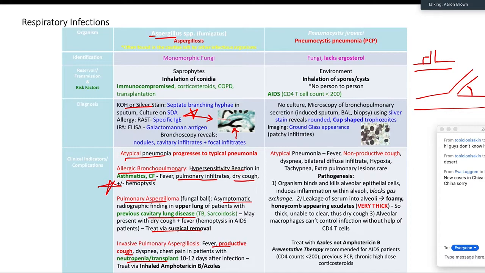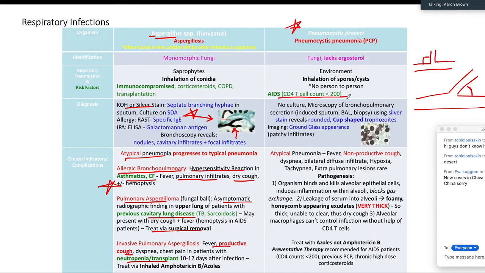Okay? Pneumocystis jirovecii, the only person that will ever get pneumocystis is an AIDS patient. Please do not choose pneumocystis if they haven't told you immune compromise or AIDS. It's the wrong answer, okay? The only person that gets this is a patient with AIDS for the most part, okay? This is one of the early AIDS lesions.